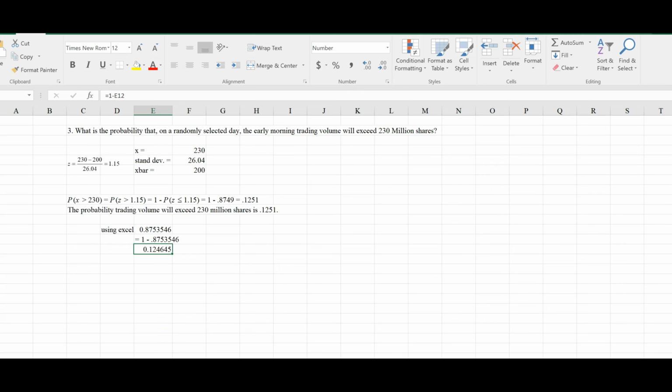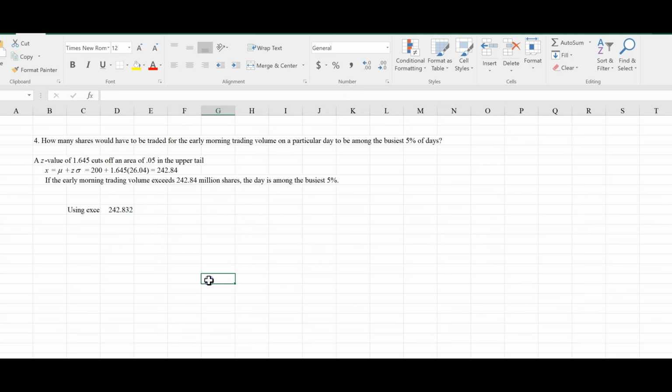Okay, the last question, question 4, is how many shares would need to be traded in the early morning on a particular day to be among the busiest 5%? This is exactly like the previous problem we did. So I've got 95% on one side and 5% on the right-hand side. I need to figure out the z-score associated with 95%. Sure enough, it is 1.645.